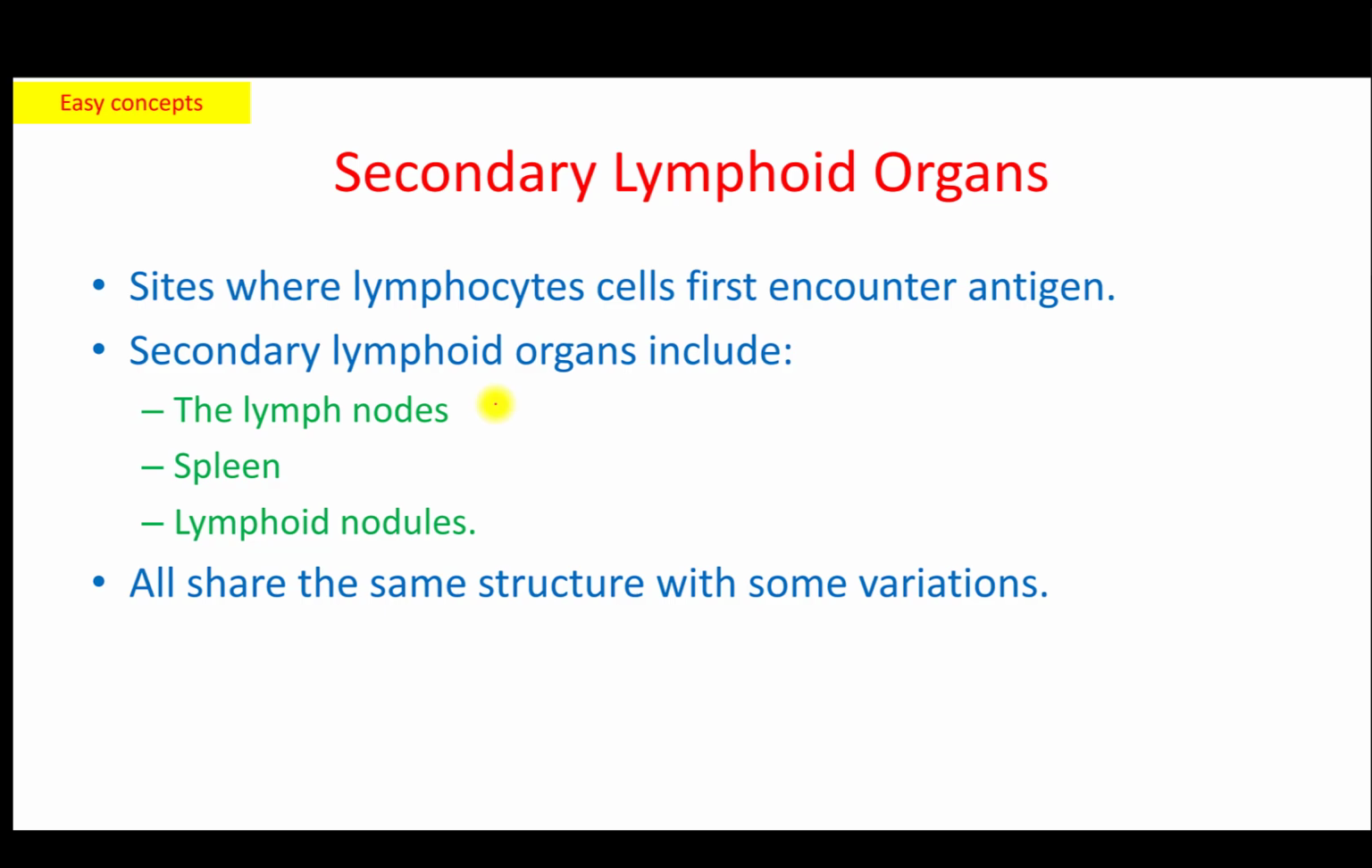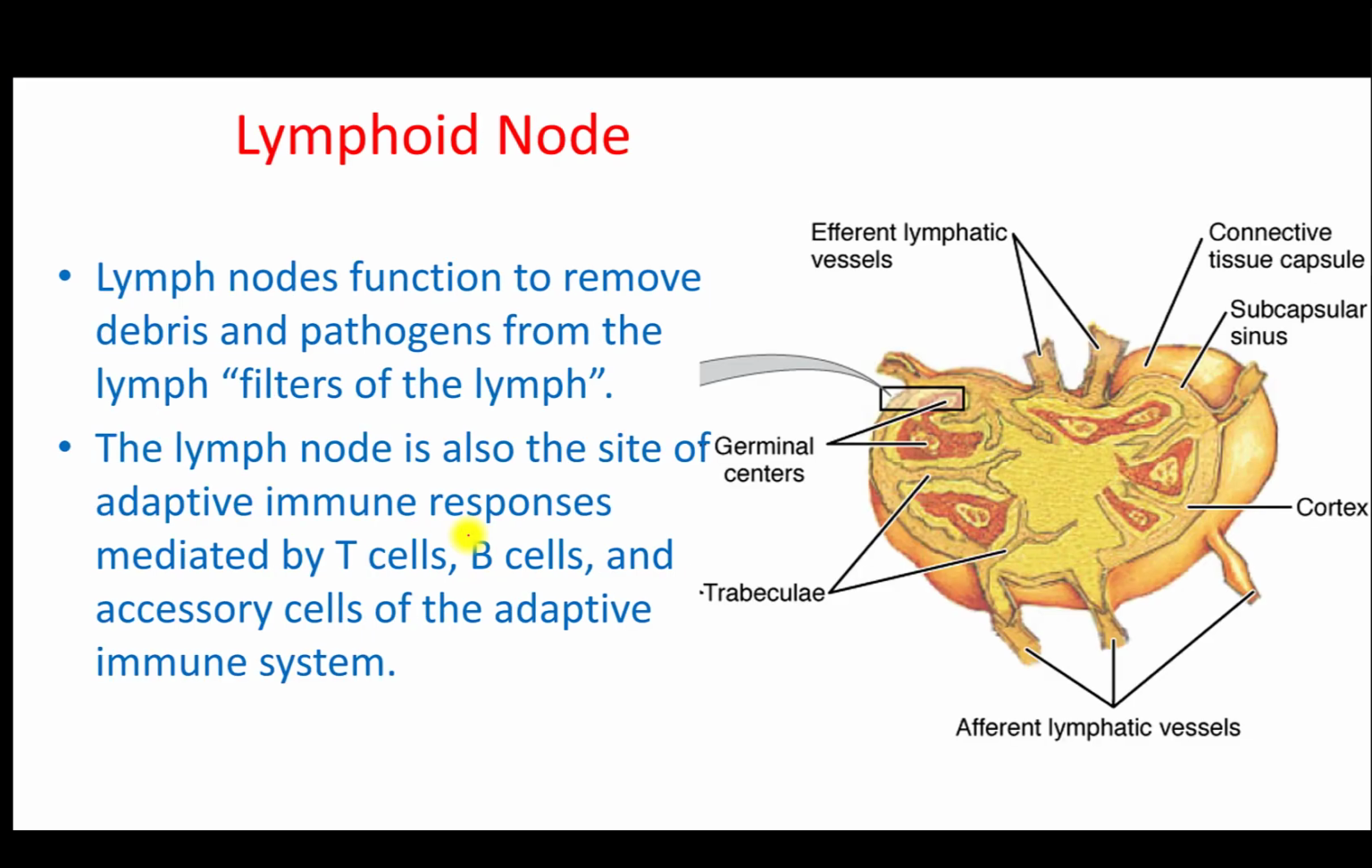Then we have the secondary lymphoid organs, and we can put them in three groups. We have the lymph nodes, we have the spleen, and we have the lymphoid nodules. All of them share the same structure but with different variations. The lymph nodes are the most important one. Usually they are surrounded by connective tissue. This forms a capsule, which is mainly for protection.